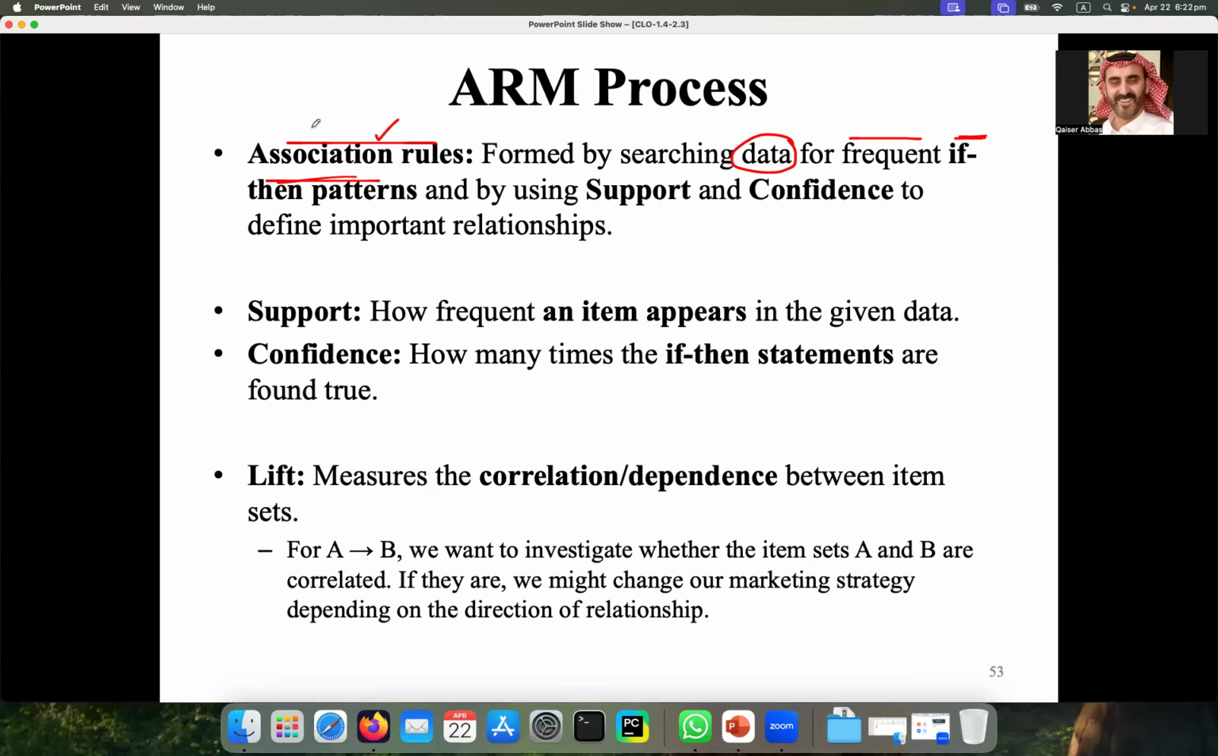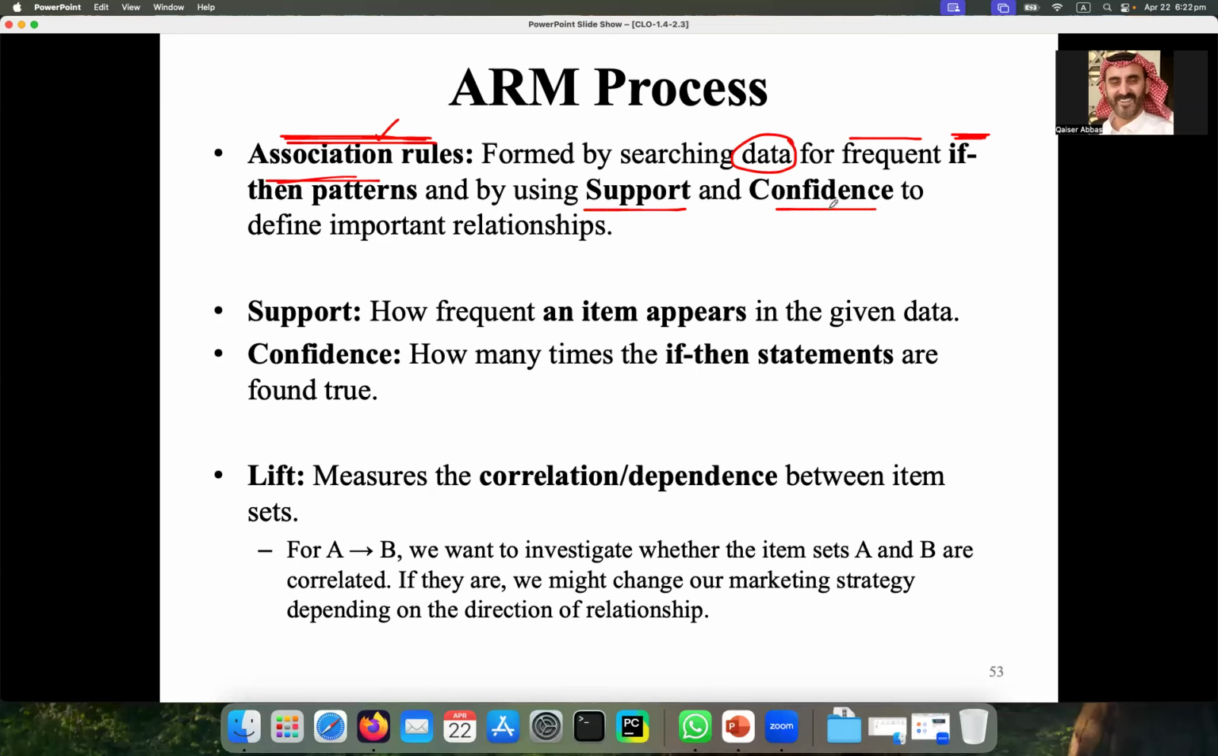Again, you can build these association rules by searching your data for patterns. And what would be the kind of those patterns? That would be if-then patterns, X implies Y patterns. And how can you search them? For creation of these association rules, you need two other things. One is support and the other is confidence.